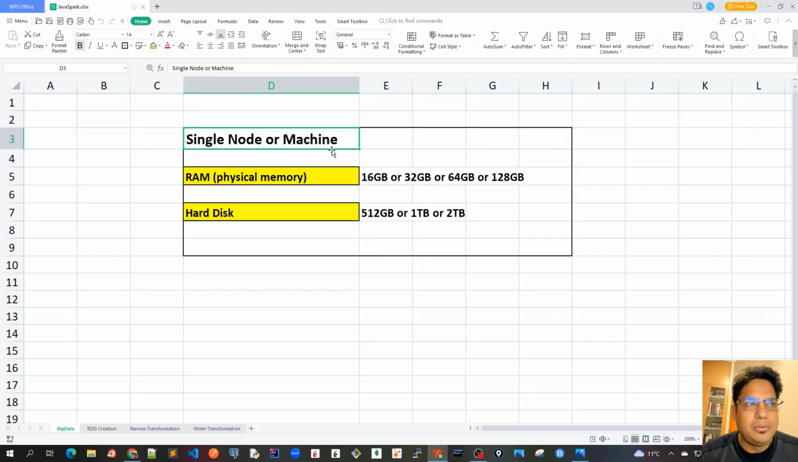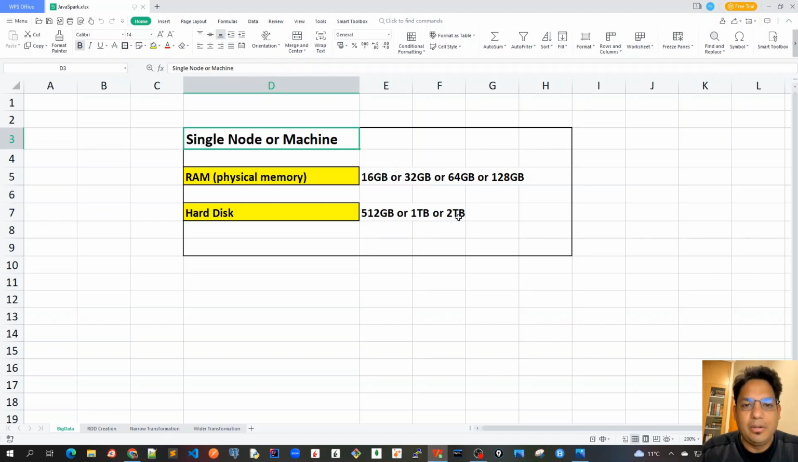And in a single node, or a machine, for example, my local machine has a RAM of only 16 GB. If I want to add additional memory or CPU, I can only choose a single machine. For example, I can increase the RAM from 16 GB to 32, 64, or 128 GB at the maximum. But there's a limit for that. I cannot go beyond a certain limit for the RAM or CPU. Similarly, for the hard disk, I can go maximum by adding an additional hard disk of maybe 2 terabytes.